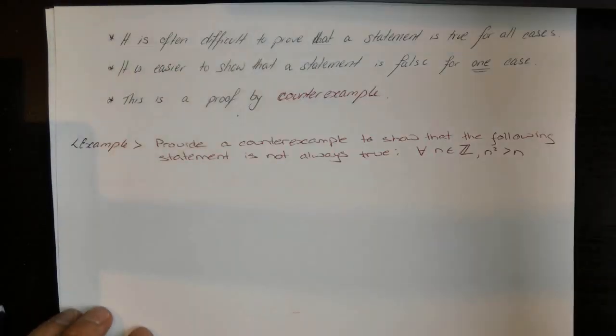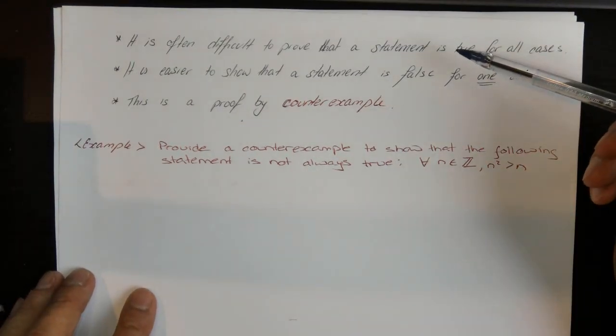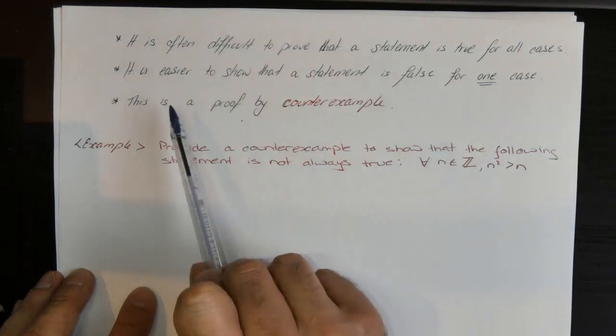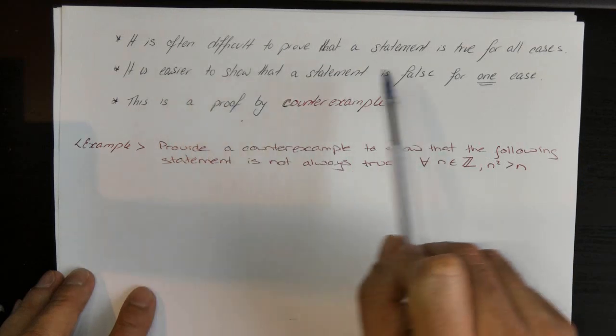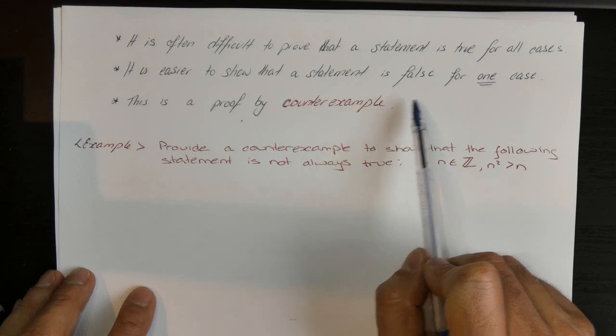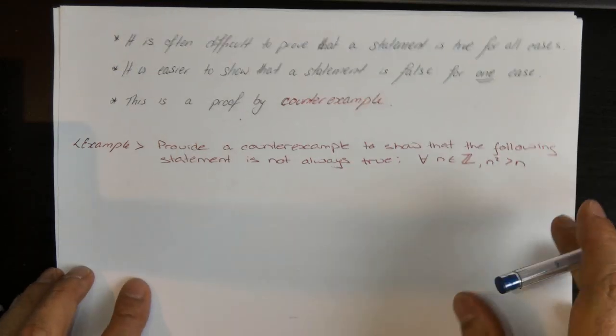Okay. So some points to note: it's often difficult to prove that a statement is true for all cases. If that's the situation, it is sometimes easier to show that a statement is false by providing a counterexample and showing that it's false for one of the cases. So that's a proof by counterexample.